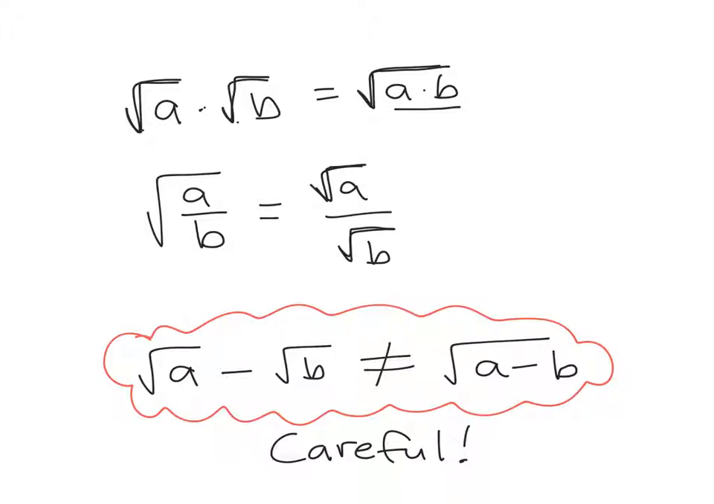And then just be really careful because it does not work with addition and subtraction. So the square root of A plus or minus the square root of B is not the same as the square root of that addition or subtraction problem under one big square root. So just be really careful with that.